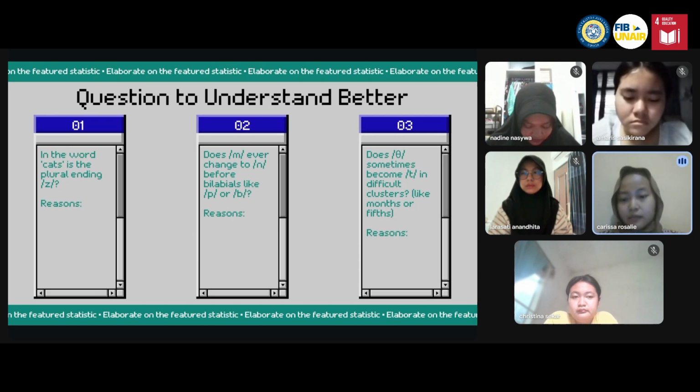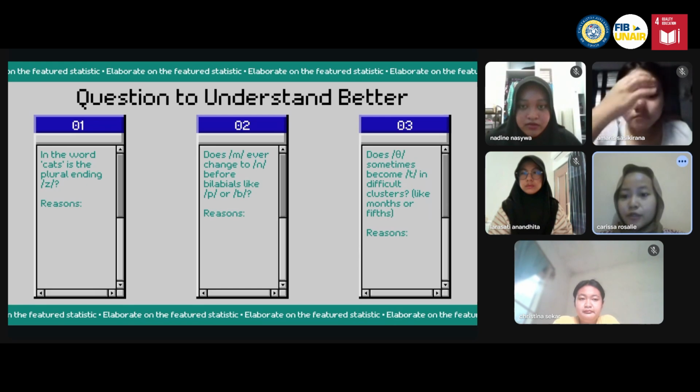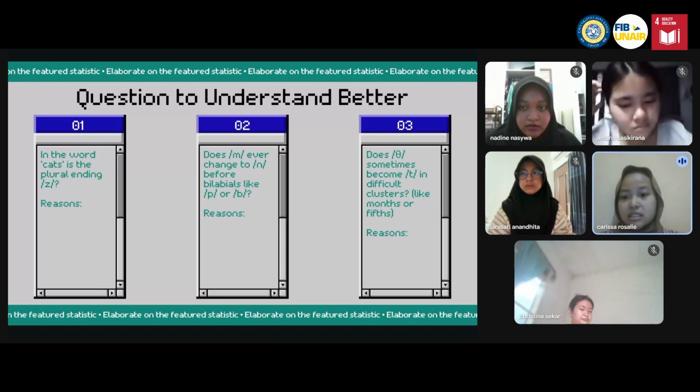The second one, does the sound M ever change to N before bilabials like P or B? Okay, so the answer is no, because M itself is a bilabial sound that matches being placed before the P or B. So if you have words that end with N, you need to change it to M. But if it's M, you don't need to change it to N.